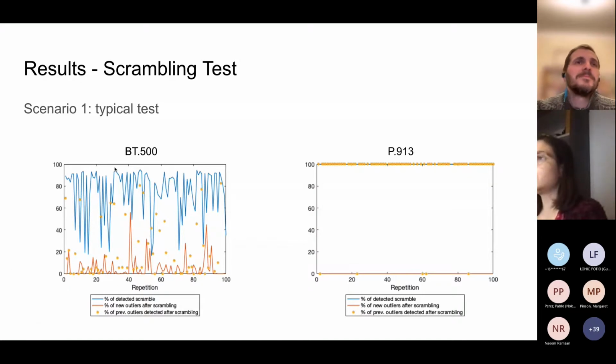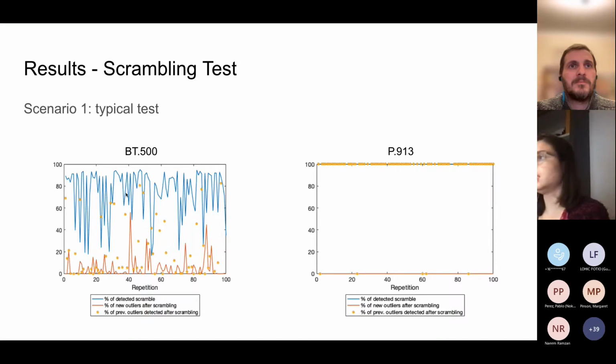And we see that BT500 fails to detect the scrambling 100% of the times. On average it is between 80 and 90%. But we see that there are some cases in which the scrambling is detected less than 20% of the times. We also see that sometimes the previous outliers, which are indicated in the yellow dots, are detected maximum 80% of the times.